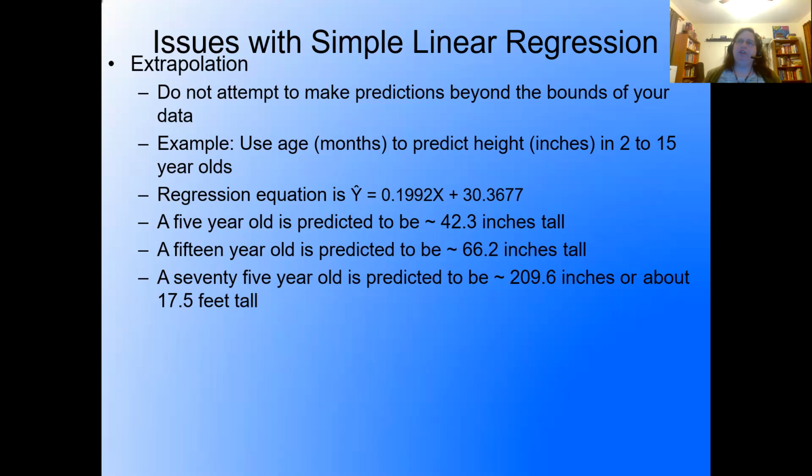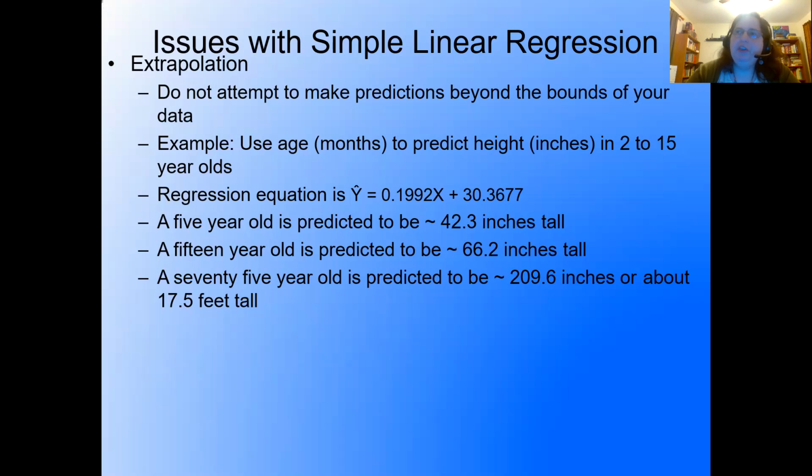Okay, so what went wrong here? Right, that's an awfully tall 75-year-old. I don't think that's really true. What went wrong is that a regression equation will assume that your line continues in a straight line. That's what simple linear regression is all about, right? That straight line.